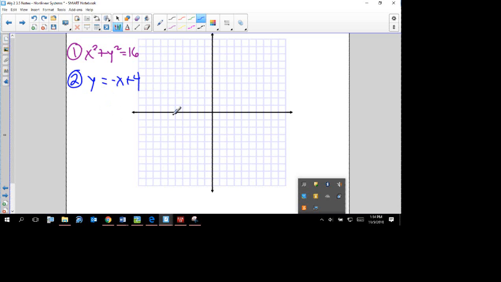Oh, did everybody get graph paper? Did I pass it out? Okay, let's start with the line. How do we graph the line? y equals negative x plus 4. What do we do? Where do we begin? We're going to begin at 0, 4, the y-intercept. Where do we move from there? Negative 1, down 1 over 1, down 1 over 1.